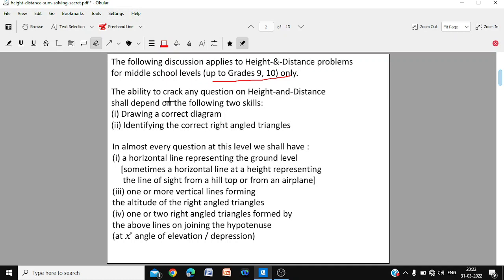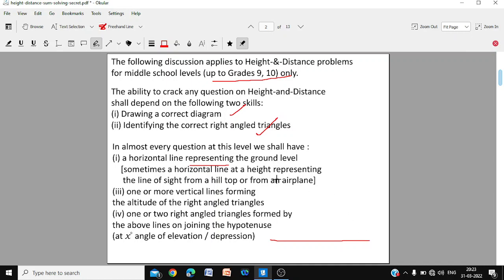Now, the ability to solve the question, whatever may be the question, if it is from the height and distance chapter, you need just 2 skills. That is drawing the correct diagram and identifying the correct right angle triangles. All you need is these 2 skills: drawing the correct diagram and identifying the correct triangles. Now, in almost every question on height and distance, you will have a horizontal line representing the ground level. Always we will have the ground horizontal line.